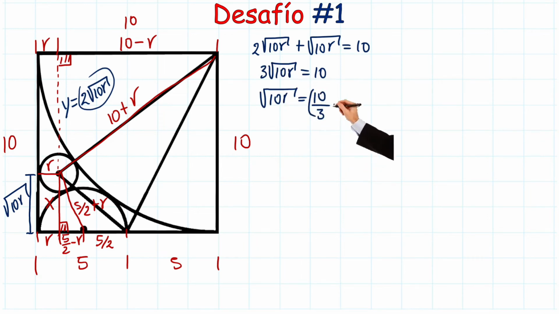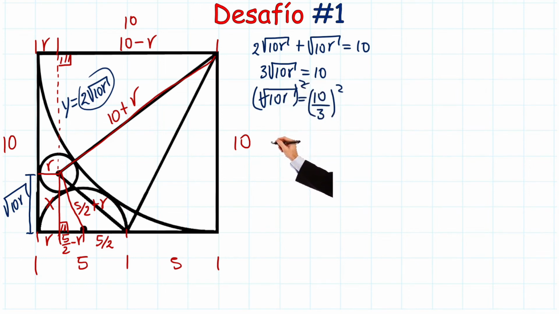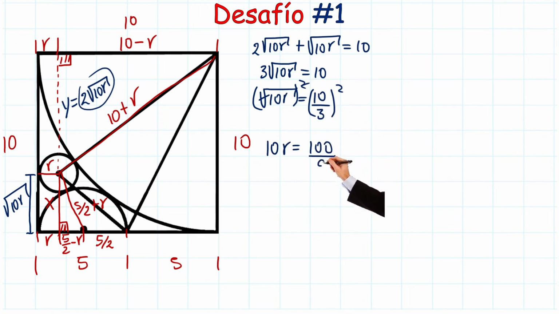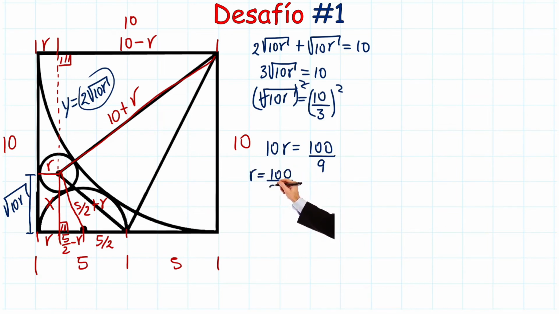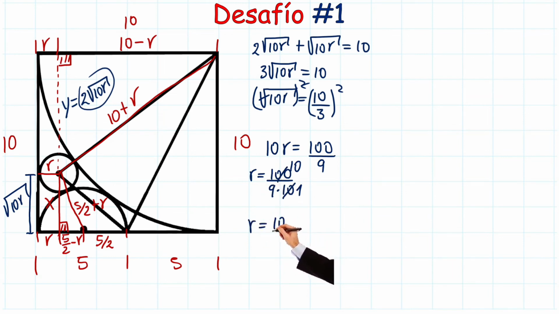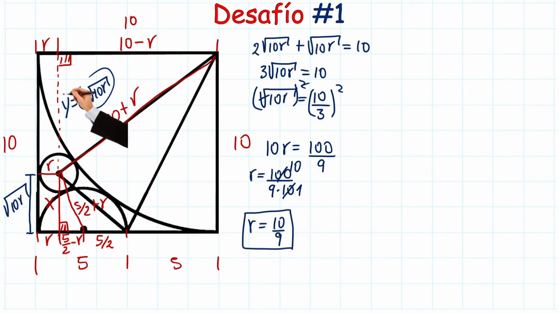Perfect. We square both sides of the equation to get rid of the root. We simplify the index with the exponent and it leaves us with 10r, and over here we have 10 squared, which is 100, and 3 squared, which is 9. We divide by 10 and we're left with r equals 100 over 9 divided by 10, and we find, ladies and gentlemen, that r will be 10 ninths. Awesome.